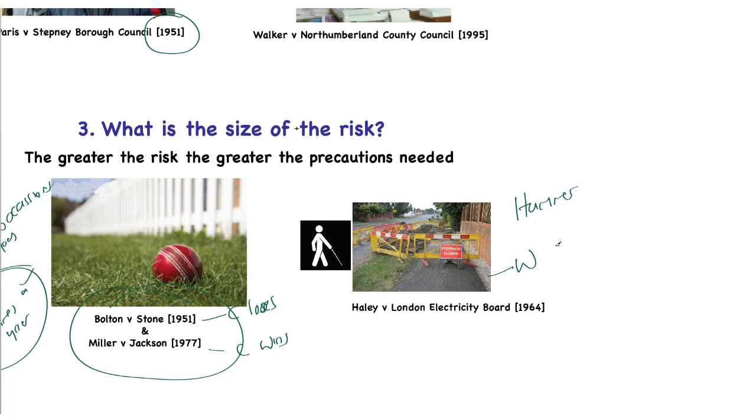In this case, the claimant won because the defendant was liable, as although they had given adequate warning to sighted people, it was common knowledge that large numbers of blind people walked unaided along pavements, and the duty of care extended to them as well. So the size of the risk was greater. A reasonable risk to protect against is one that is statistically likely to occur. So if it is statistically likely to occur, then you need to protect against it.